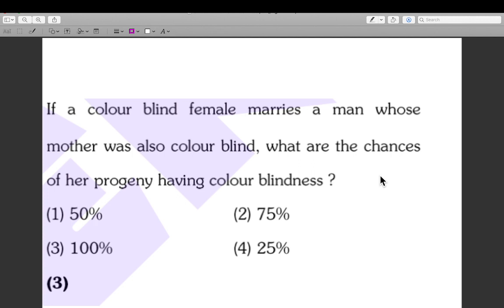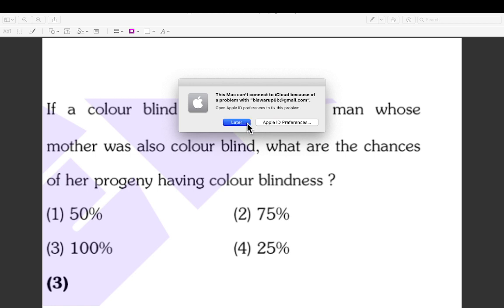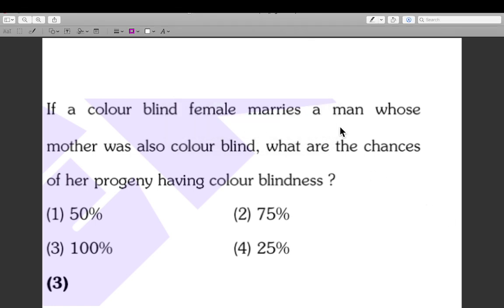The first question was, if a colorblind female marries a man whose mother was also colorblind, then what are the chances of her progeny having colorblindness? So if you know the theory of colorblindness, you will know that colorblindness is an X-linked recessive trait. For females who are colorblind, उनके दोनों X chromosomes have the mutation. So this colorblind female has both X chromosomes defective, and in the case of the man, since his mother had 2 defective X and he gets one of those X's from his mother, he has 1 defective X and 1 normal Y, which means that he is also colorblind.